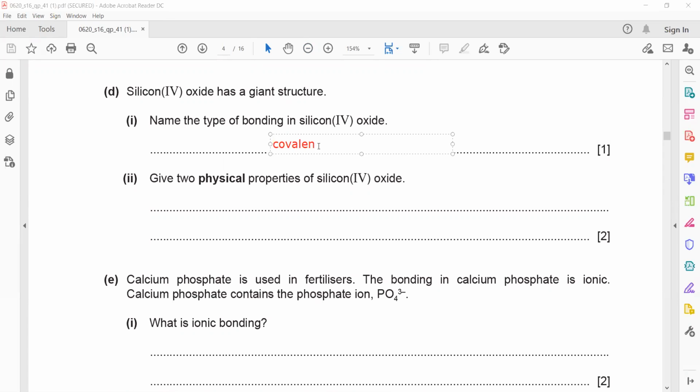And the next part is 2 physical properties of silicon(IV) oxide. Physical properties refer to melting point and boiling point, so high melting point. High melting and boiling point will be considered as one. What else? Does not conduct electricity, because there are no free electrons or charges, so it does not conduct electricity.